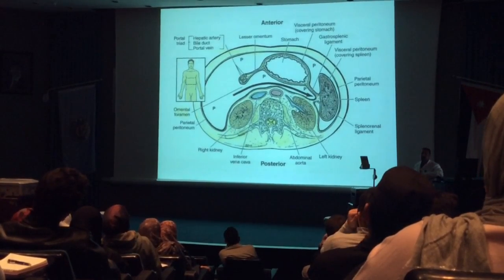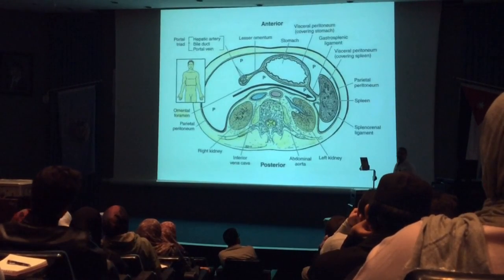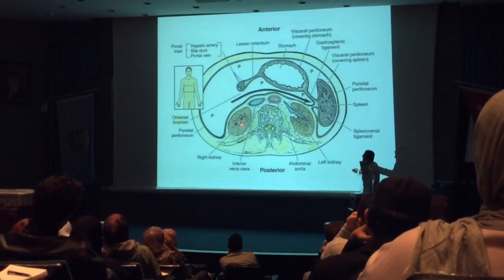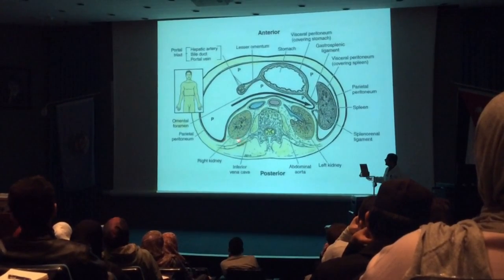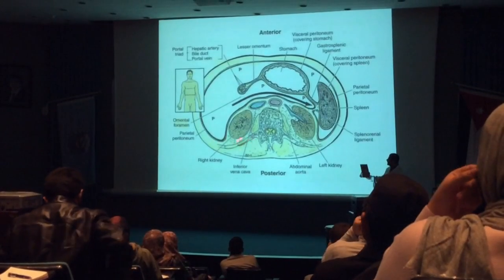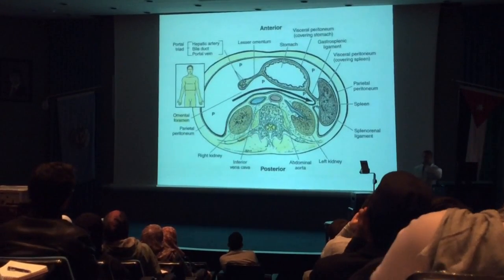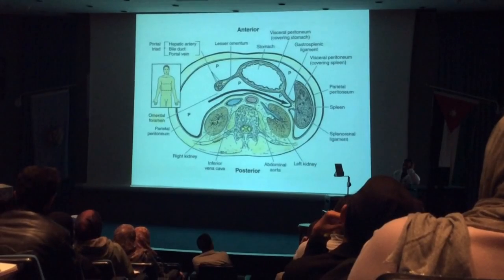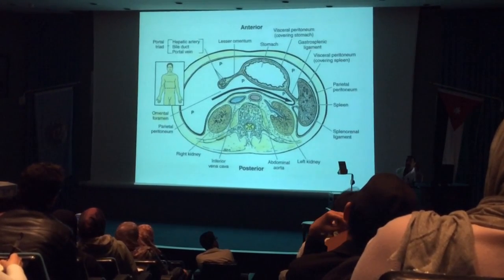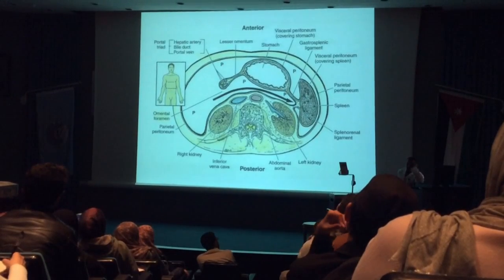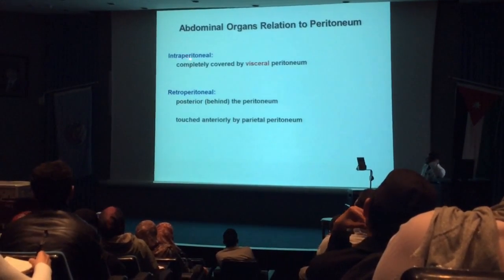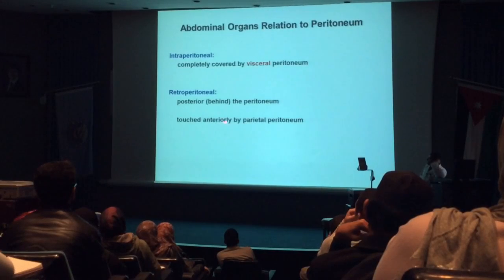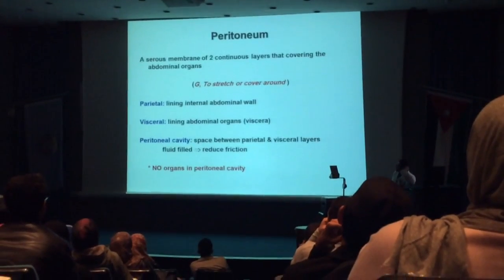or it could be retroperitoneal. Retro means behind the peritoneum. So it's only touched anteriorly by the peritoneum, as in the case of the kidneys. You see here, there is no peritoneum behind the kidneys. They directly rest on the vertebrae and the 12th rib, okay? So retroperitoneal is behind the peritoneum, so that it's only covered partially, anteriorly, by the parietal layer of peritoneum, not the visceral. So two relations to peritoneum. Intraperitoneal, completely covered by the visceral peritoneum. Retroperitoneal, posterior or behind the peritoneum. It's only touched anteriorly by the parietal peritoneum.